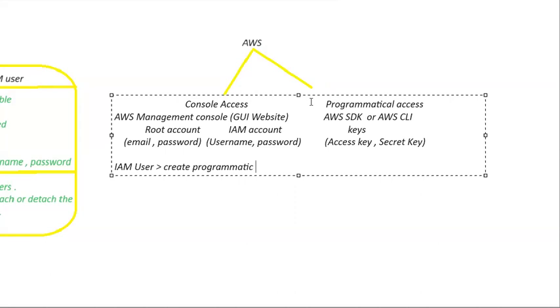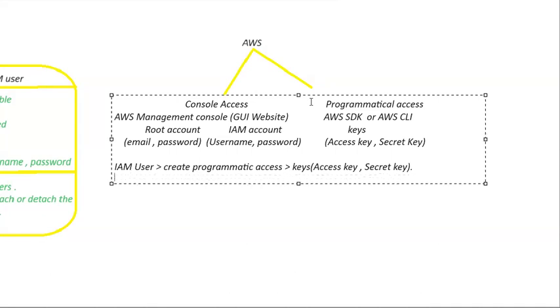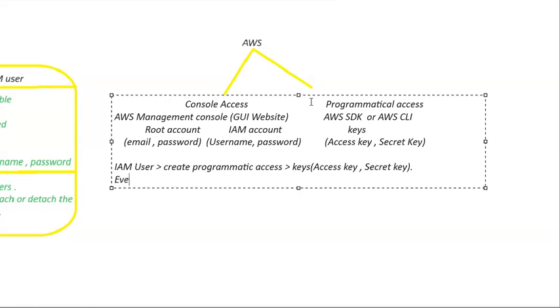There is an option available for you to create programmatic access. Whenever you click on create, you get these keys. What are they? Access key as well as secret key. Can every IAM user have different access and secret keys? Yes. Every IAM user has a different access key and secret key.